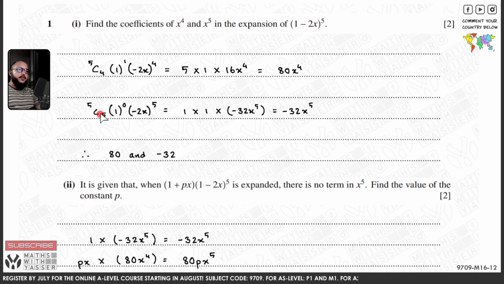For the coefficient of x to the power 5, we need 5C5. So this will become 5 minus 5, which is 0. So 1 to the power 0 and (minus 2x) to the power 5. That gives us 1 times 1 times negative 32x to the power 5, which is negative 32x to the power 5. So the coefficients are 80 and minus 32.